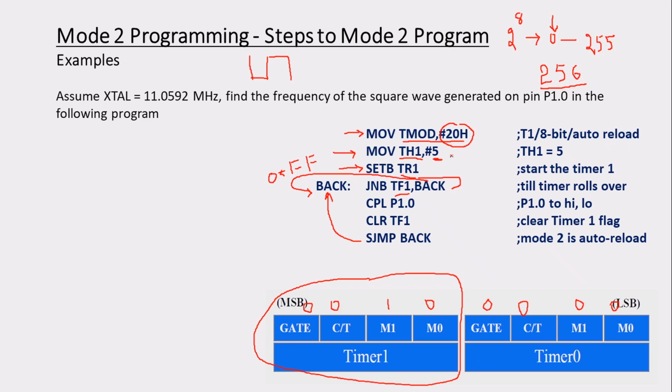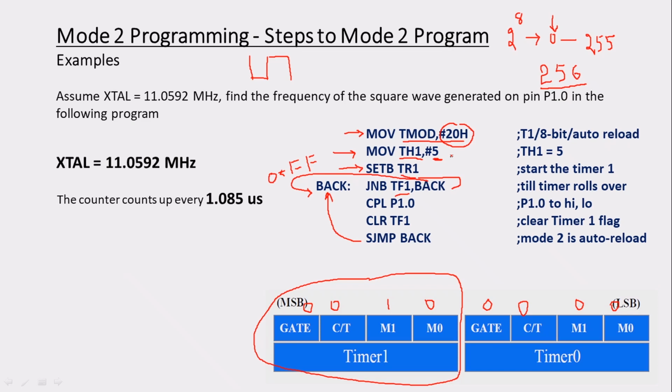First, let us take it in terms of time: what is the total delay being generated by this particular program. That total time we are going to convert back to frequency. As we know, it is given that my crystal oscillator frequency is 11.059 megahertz, but the frequency which is fed to the timer is not going to be the same as the crystal oscillator. As we know, it is going to be divided by 12.